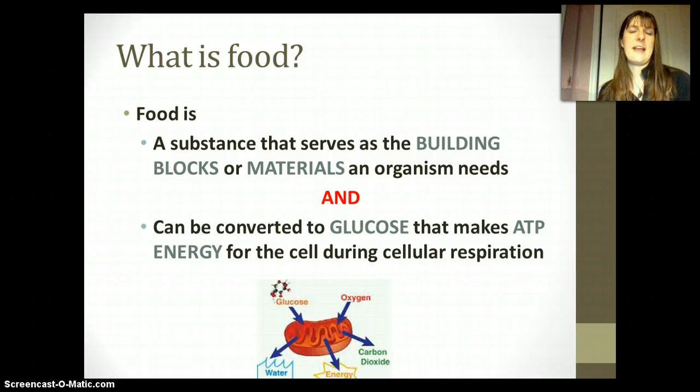Okay, so first I'm going to define food, because we know that cellular respiration is breaking down food in a process to get energy in a controlled way. Food has to be two things. First, it has to be something that we can break down and use as building blocks, so we can break macromolecules into their monomers and put them together into something new. It also needs to be able to be converted to glucose or something else that's going to allow us to make ATP energy for cells during cellular respiration.